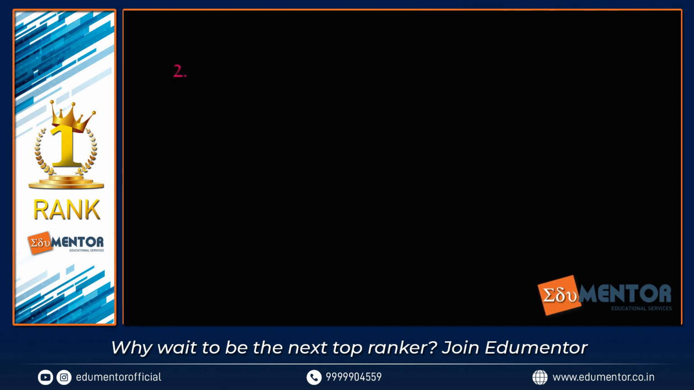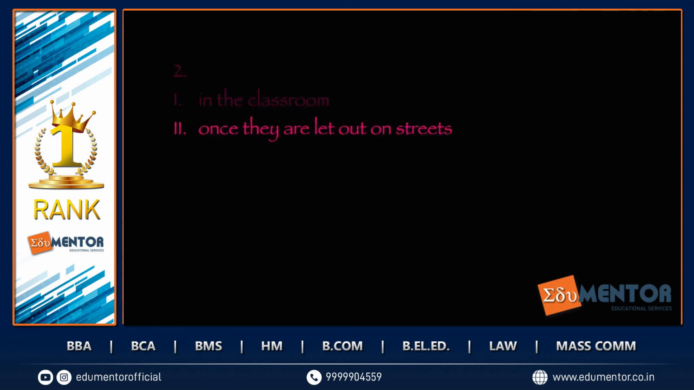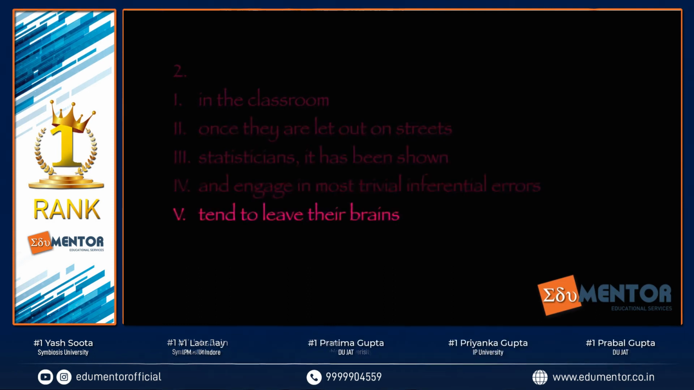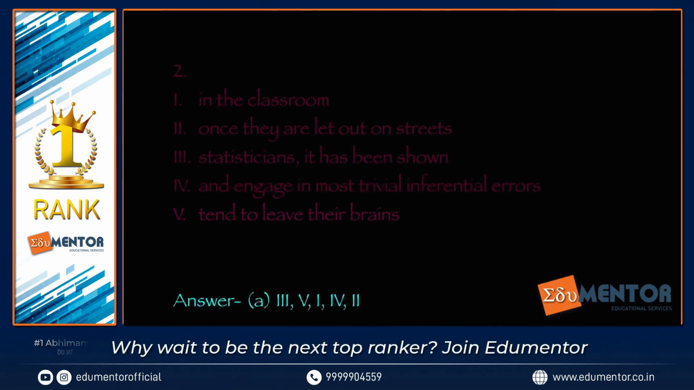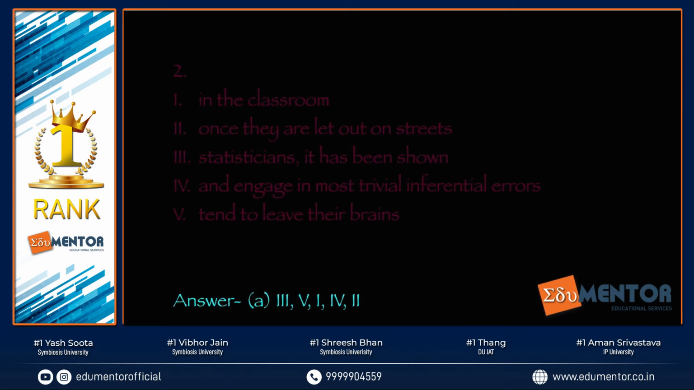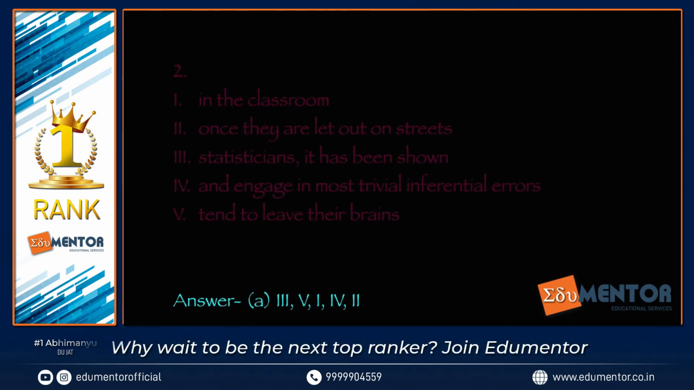So the second one: in the classroom, once they are let out on streets, statisticians, it has been shown, and engage in most trivial inferential errors, tend to leave their brains. So the correct answer is option A, that is third, fifth, first, fourth, and second. Basically, you should say that statisticians, it has been shown, tend to leave their brains in the classroom and engage in most trivial inferential errors once they are let out on streets. Look at the next statement.